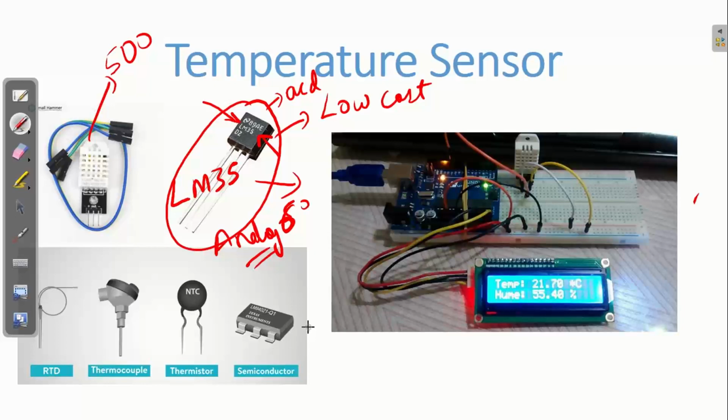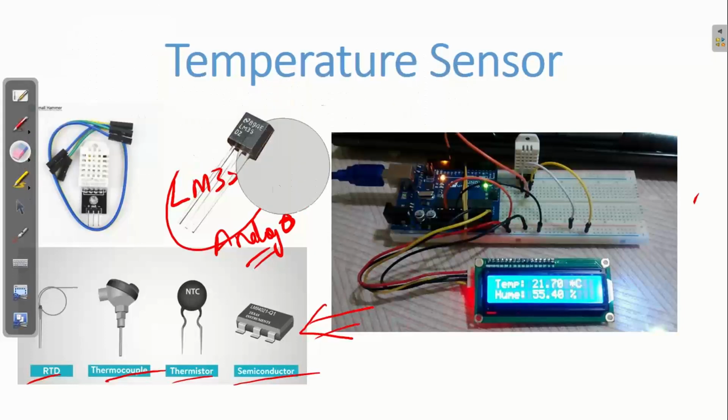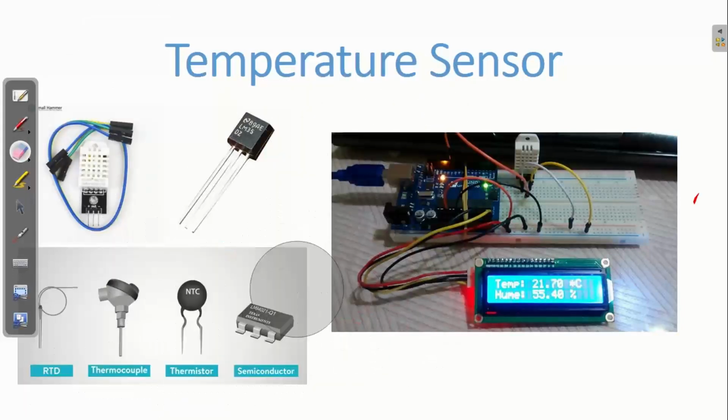Okay, and these are some temperature sensors which are used in industries: RTD, thermocouple, thermistor, semiconductor based temperature sensor. These are generally used in the industries, and they give the temperature value very precisely. So you should know which one is used in industries and which one is used for project purposes, so that it will be easy for you to purchase the academic level sensors and do your projects. I hope you have understood this part also.